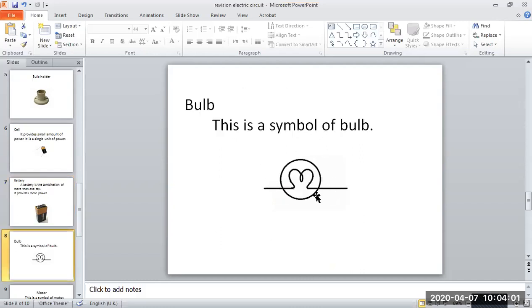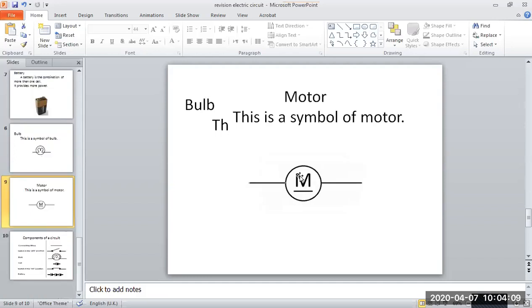Okay, when we look at a circuit and see this, you must understand this is the sign of a bulb. And then this is the sign of a motor. This is the symbol of a motor. In your circuit, when you see this, you must understand this is a motor.